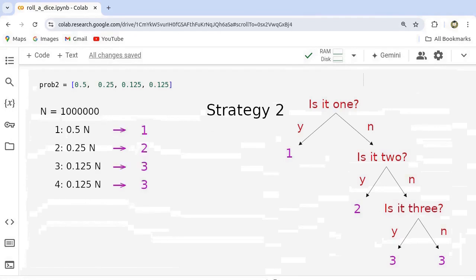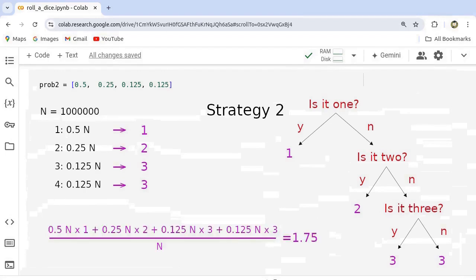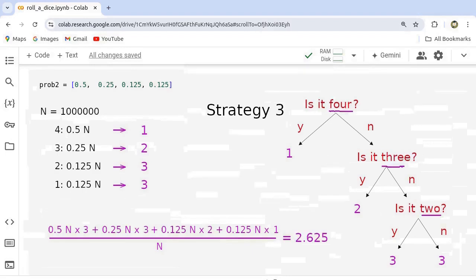Based on the questioning strategy where sides 1, 2, 3, and 4 require 1, 2, 3, and 3 questions respectively, we can calculate the average number of questions to be 1.75 for strategy 2. You can pause the video to understand how the average number of questions is computed using strategy 3.